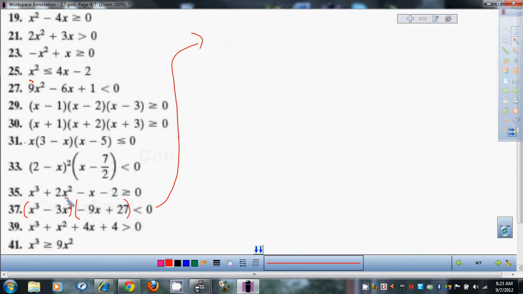So, what factors out of x cubed minus 3x squared? Holly: x squared. You are off the hook. Leaving me with, to finish this, what's that going to leave me with? Very good. What's going to factor out of the second piece? Negative 9x plus 27.